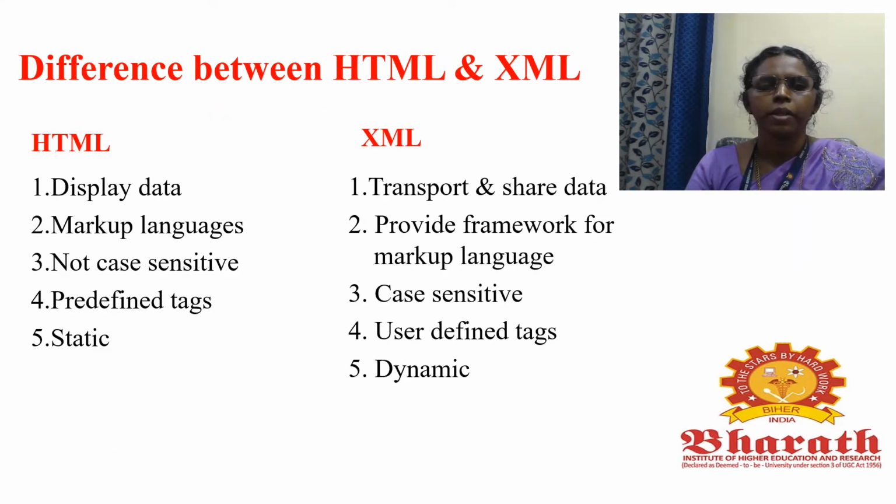What is the difference between HTML and XML? HTML is used to display the data, but XML is used to transport the data and share the data between web pages. HTML is a markup language. It does not provide any framework for the server. But XML provides the framework for markup language as well as for the server. HTML is not case sensitive.